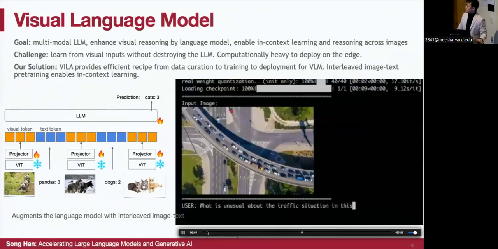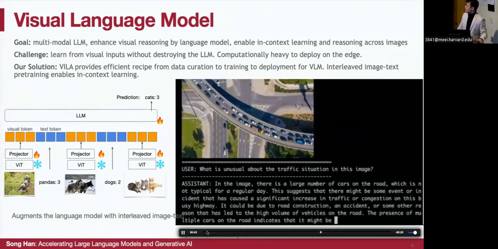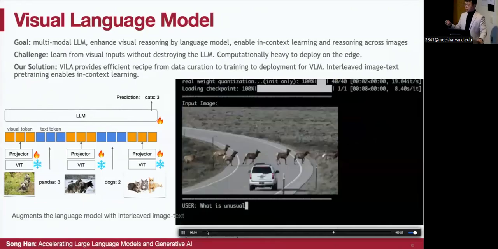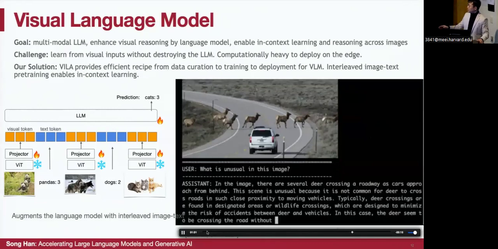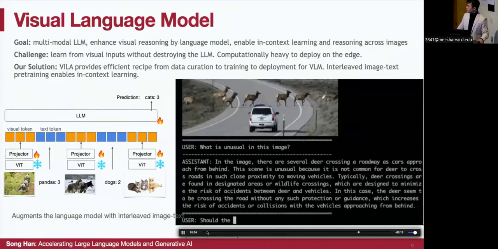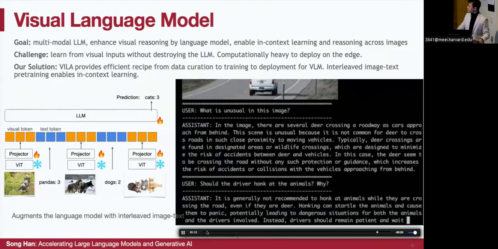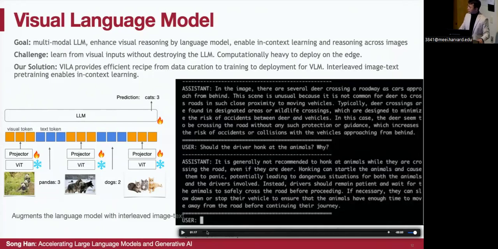What is unusual about the traffic situation in this image? It says a large number of cars on the road. There might be some event. So we want to try different views, not only visual, but also aerospace. So what is unusual about this image? Some deer crossing the road. It's not common for deer to cross the roads. Should the driver honk at the animals, and why? It's generally not recommended to honk at animals, potentially leading to dangerous situations. They can slow down and stop their vehicle.